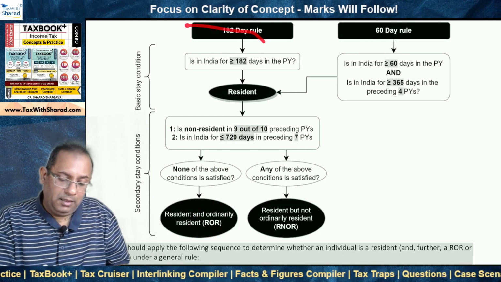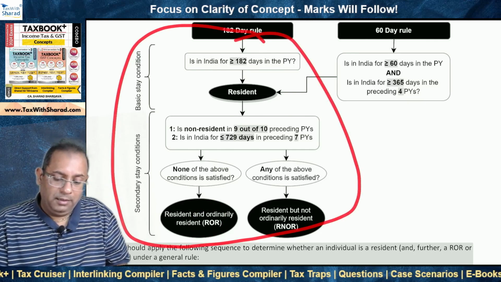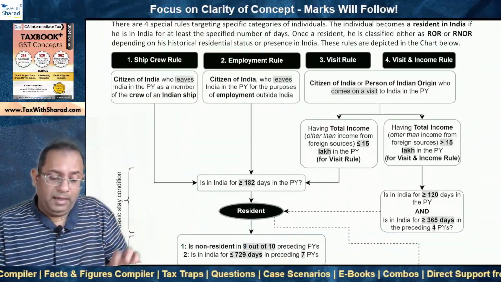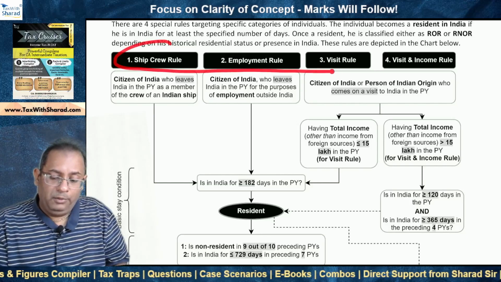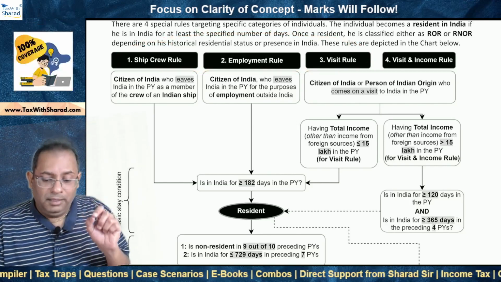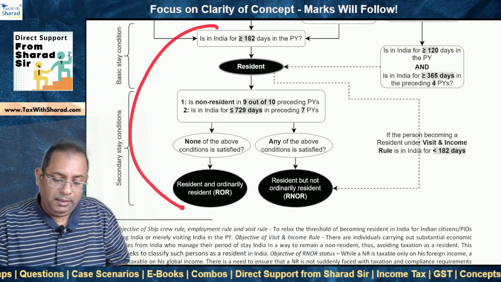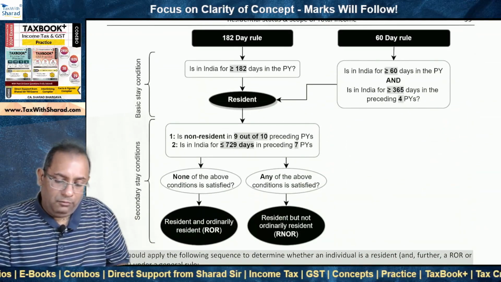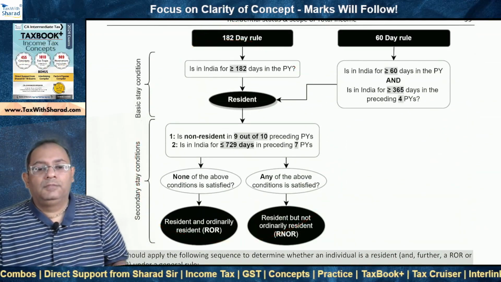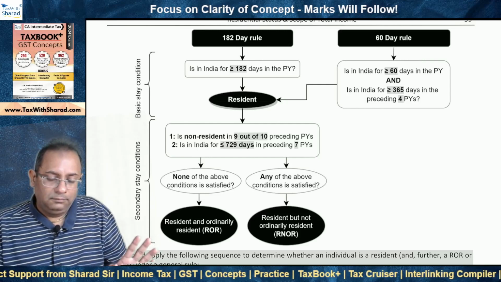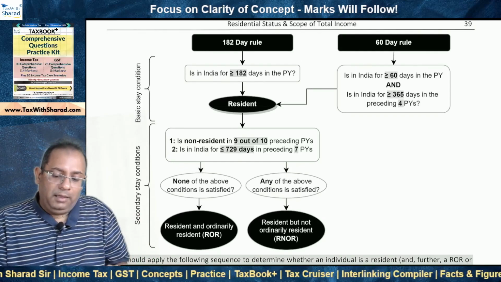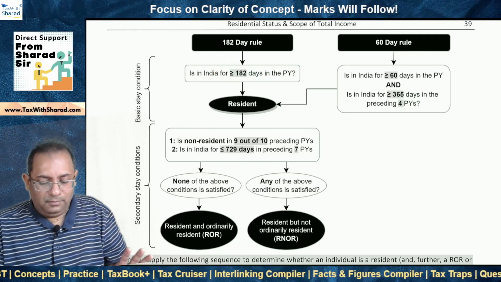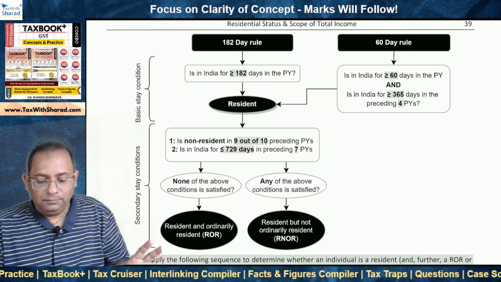Note that the basic stay condition as well as the secondary stay conditions under the 182-day rule are exactly the same as those for the ship crew rule, employment rule, and visit rule that we discussed some time back. So nothing different which you need to remember. If any person is in India 182 days or more in the current previous year, the person will become a resident. And then you need to check the secondary stay conditions.